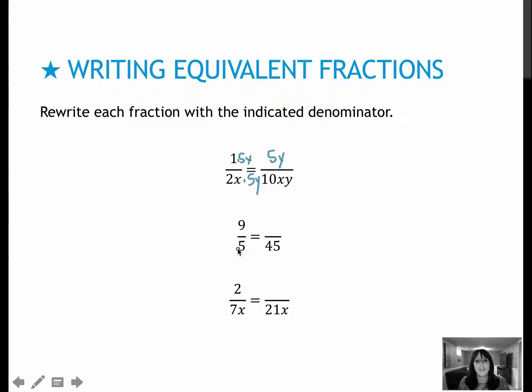9 over 45, 5 times 9 would have been 45, so I would have to take 9 times 9 to get 81 over 45. And 7x times 3 would be 21x, so 2 times 3 is 6.